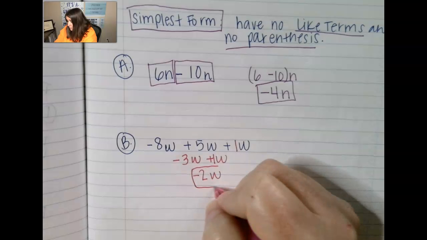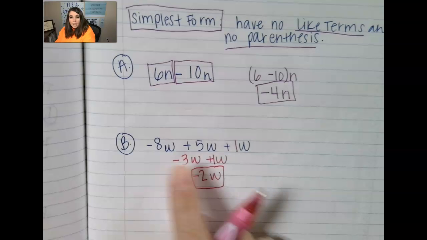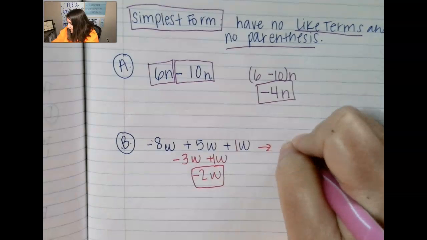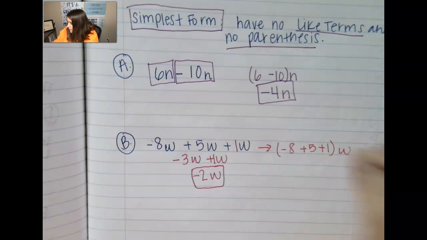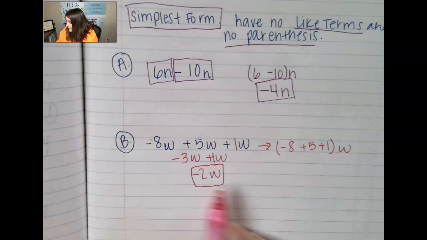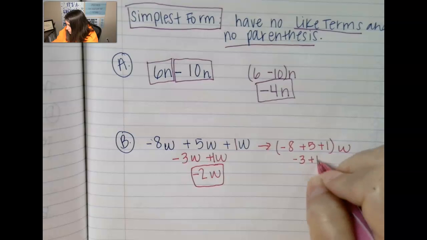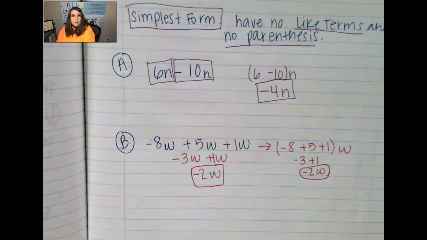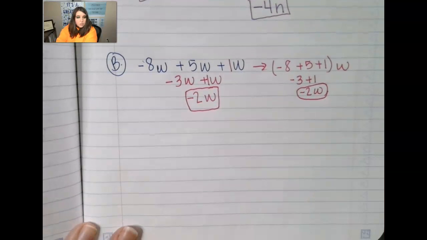This is now in simplest form. I've combined all the W's together. I could have looked at this as well. I could have just taken negative 8 plus 5 plus 1 and then multiplied the W on. That's exactly what I did. So negative 8 and 5 is negative 3, plus 1 is negative 2, and then slid that W over, and again, I have negative 2W. You're just combining things that are the same. Okay, let's do another example.